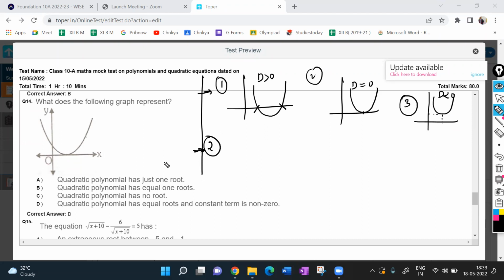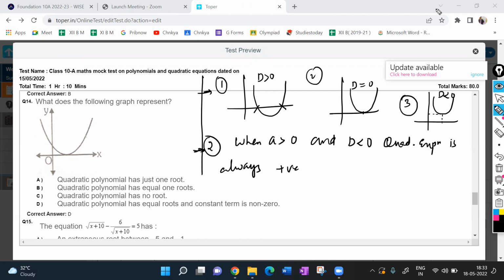The second point which I'm teaching here, you'll be learning in class 11th, but let me teach you now itself. Take note, everyone. This really helps. Take a note: when a is greater than zero and D is less than zero, what does D represent here? Discriminant. So discriminant less than zero, then the quadratic expression is always positive.